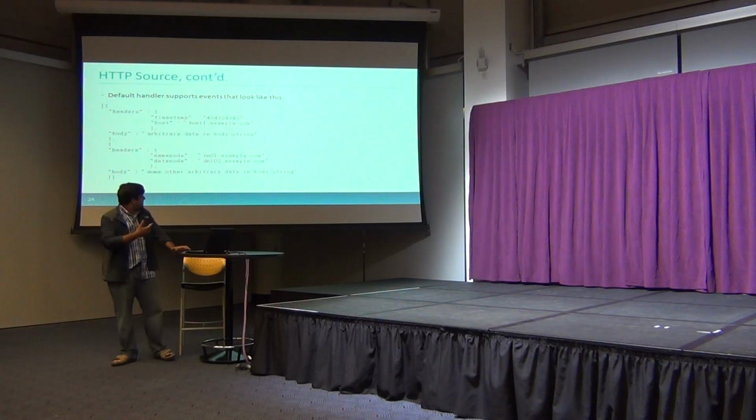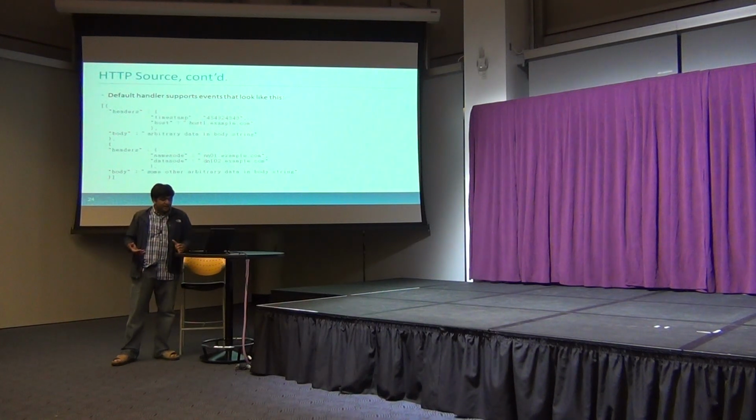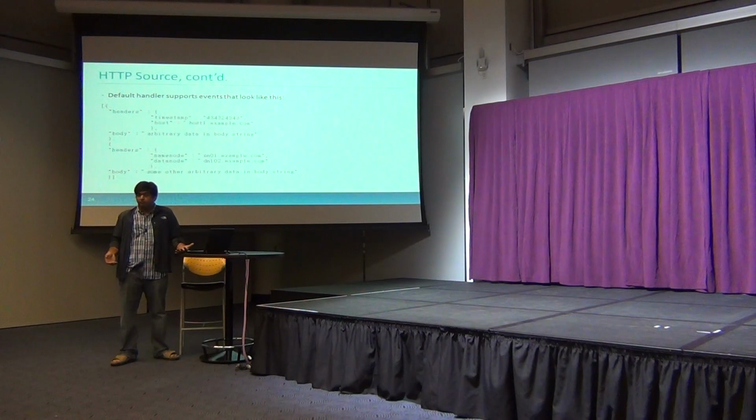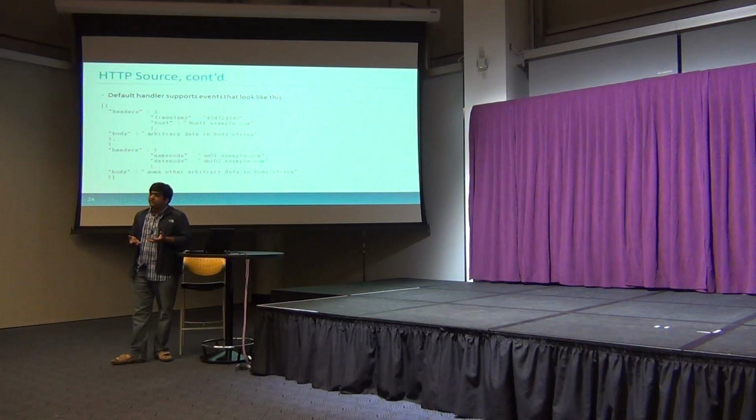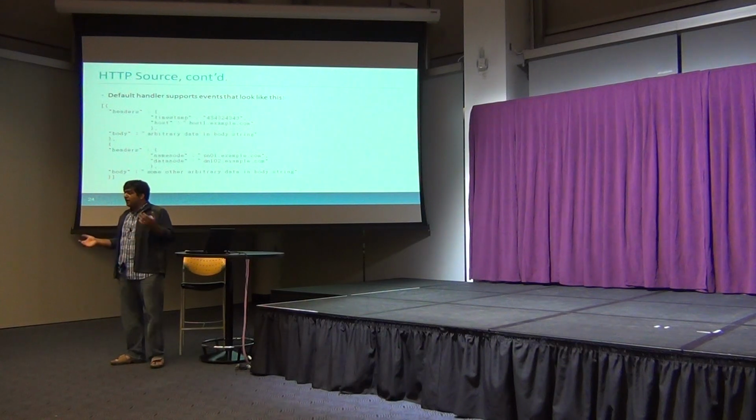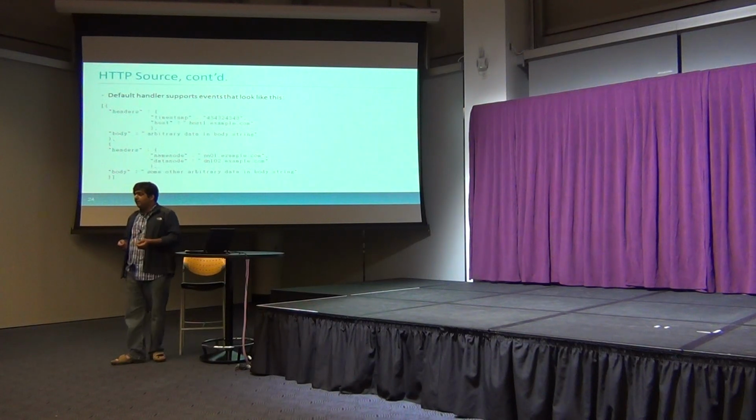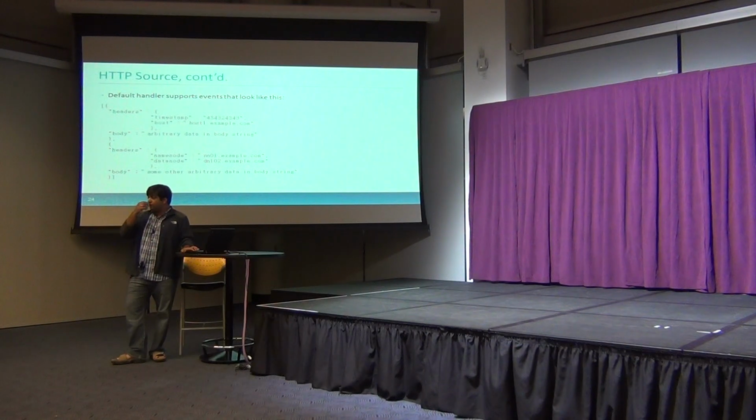So this is how the JSON format looks. You pass in the headers and you pass in the body as a string. We also support batching in the HTTP source, so you can send an array of events, which is what we recommend because HTTP already has its own overhead, and if you send one event at a time, you're going to hit performance issues on the pipeline, which usually you don't want.